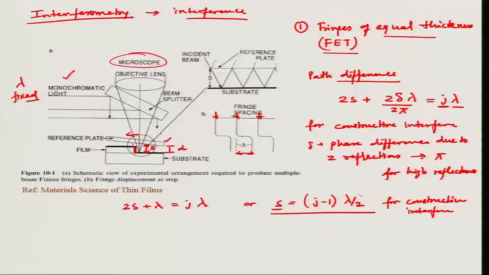As you are scanning in this direction from right to left, you observe the change in the fringe position under the microscope. And from this delta, you can calculate the film thickness d as delta over fringe spacing times lambda by 2. So this will be your film thickness.